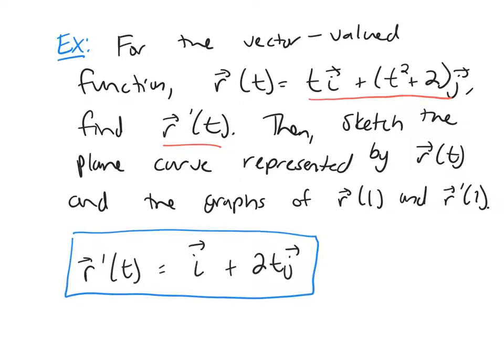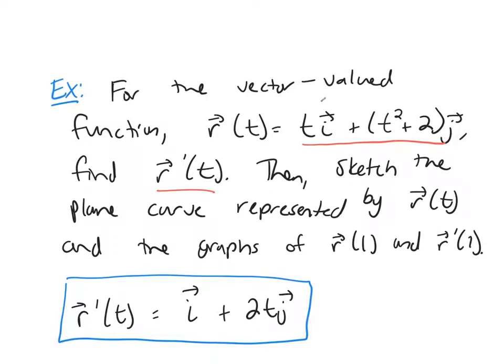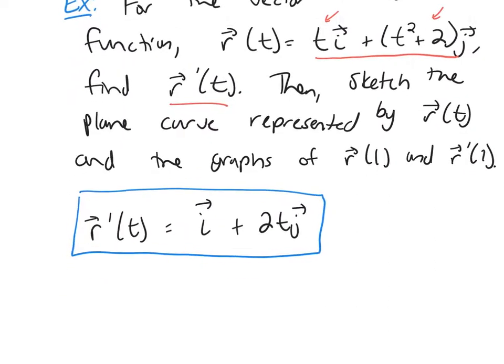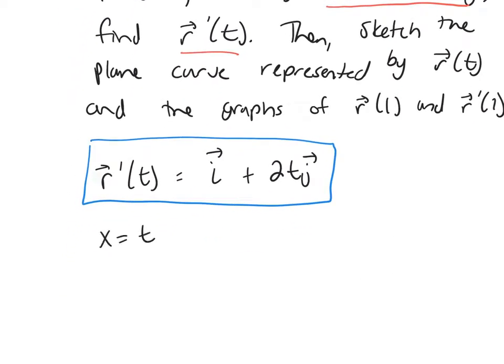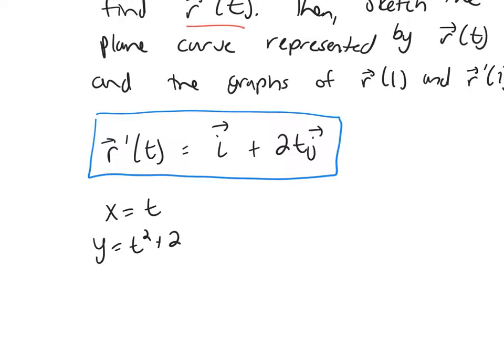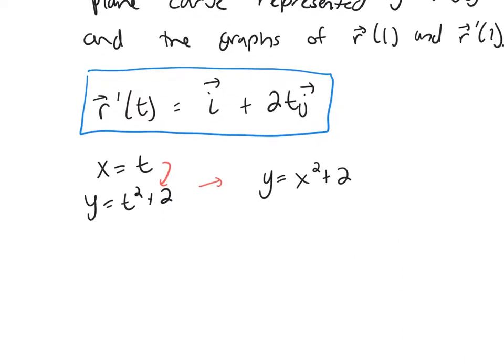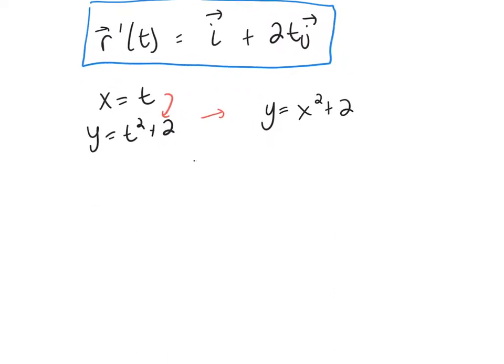I was also asked to sketch the plane curve represented by r of t. So it might be easier for us to recognize what kind of curve this is if we switch to parametric equations. So if I look at r of t here, I have x and I have y. So I'll convert those into parametric equations. It'll be x equals t and y equals t squared plus 2. Well, since x equals t, if I substitute into the second equation, I'm going to get y equals x squared plus 2. So I know that this is the equation of a parabola shifted up 2 units. So let's go ahead and sketch this plane curve here.